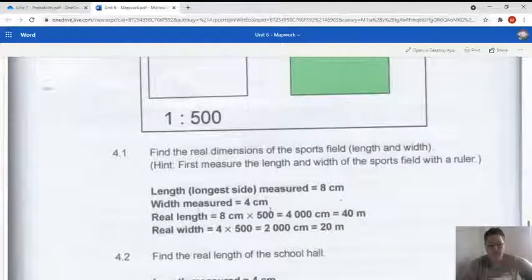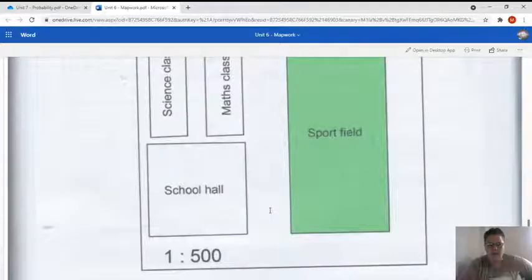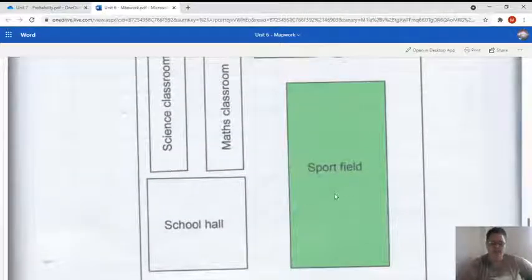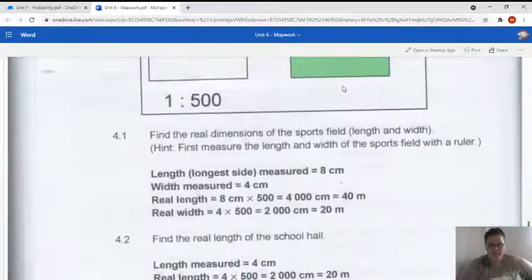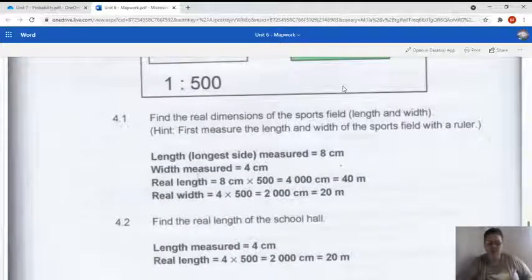Okay, so find the dimensions of the sports field, length and width. Now we go up. Oh, there's the sports field. We measure the length and we measure the width. Here it says the width measured is 4 centimeters. Length, the real length is 8 centimeters.